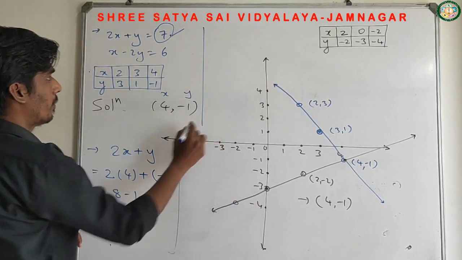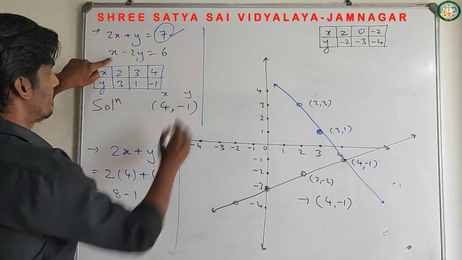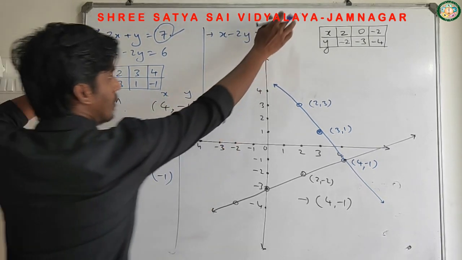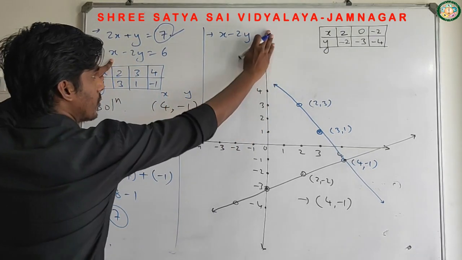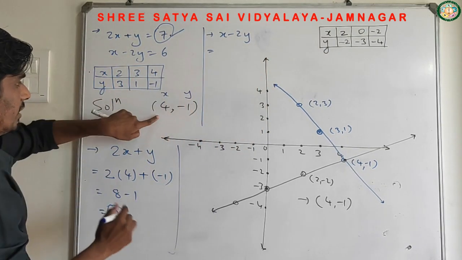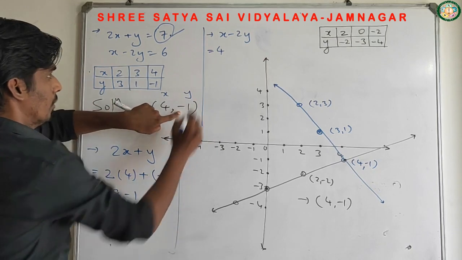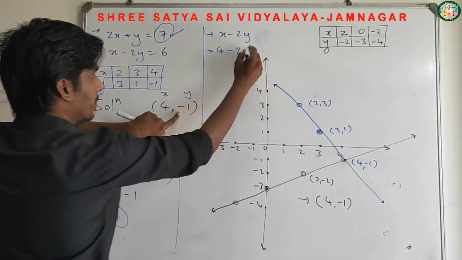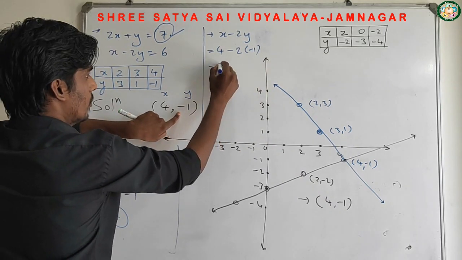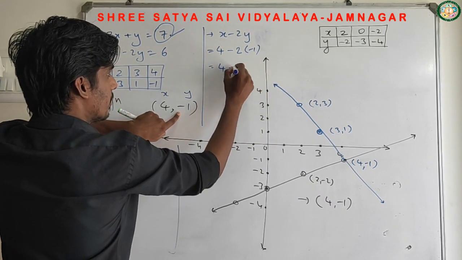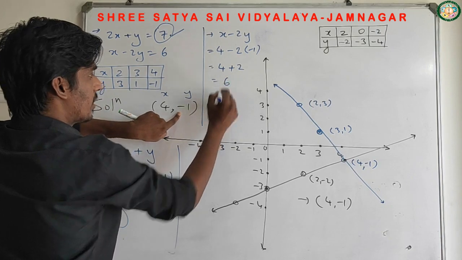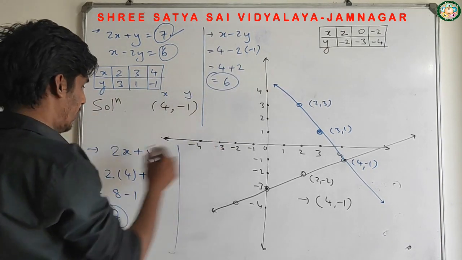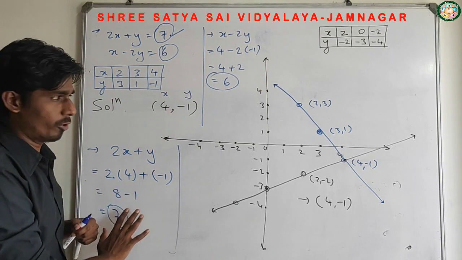Let's verify with one more equation. Second equation, x minus 2y equals 6. What is the value of x here? It's 4. Minus 2 as it is, and instead of y I am going to replace it by minus 1. So 4 minus minus, plus 2. Here it is 6 and I got 6. So this is a part of verification only. This is not part of the solution.